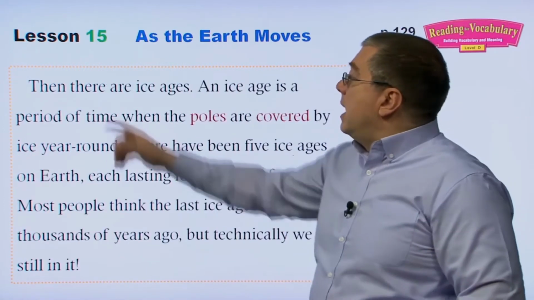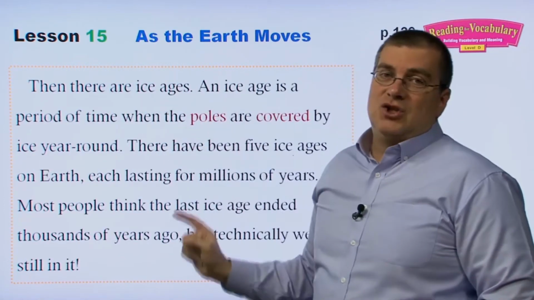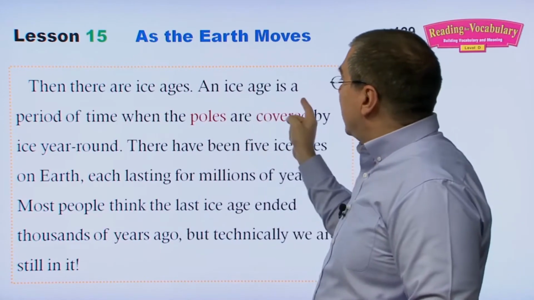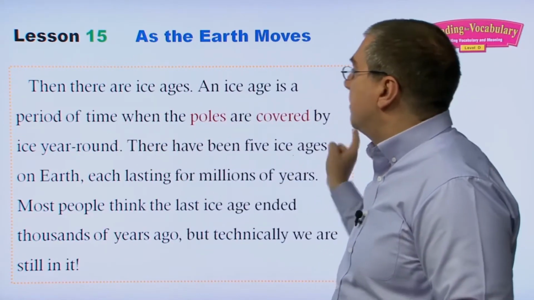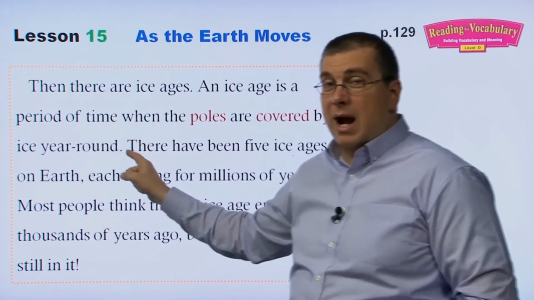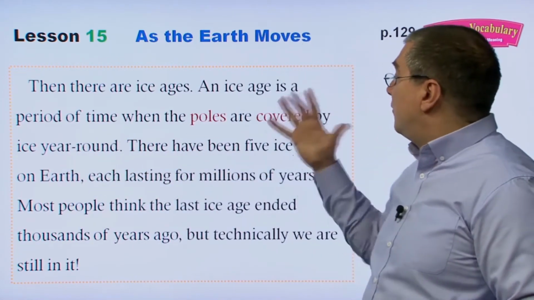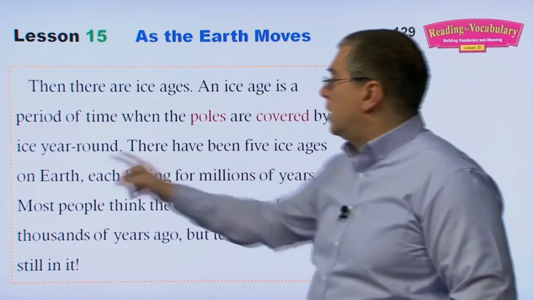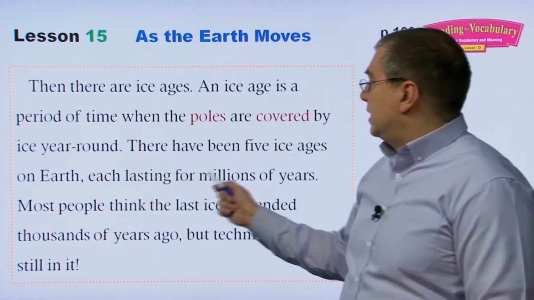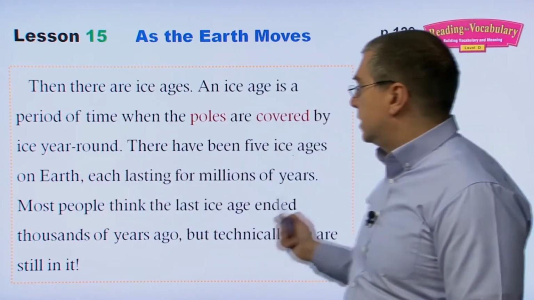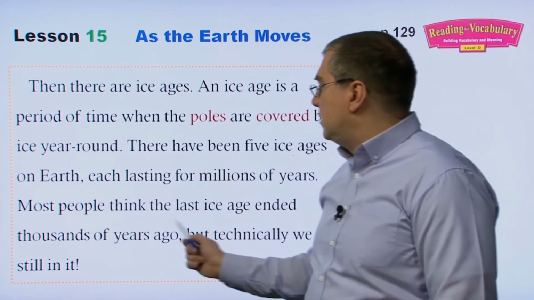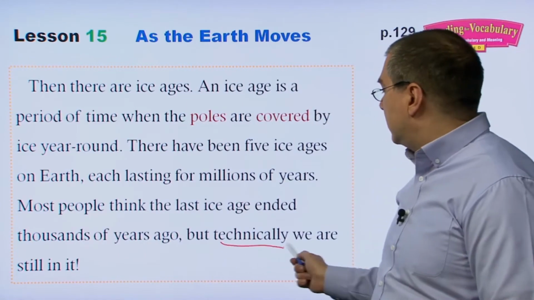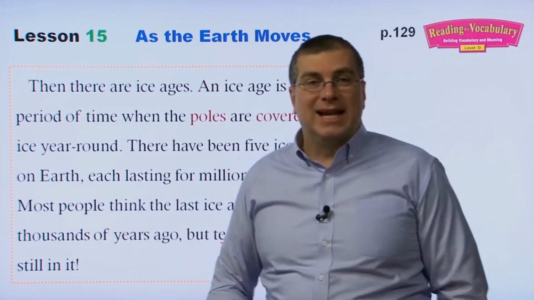Okay, let's continue. Then there are ice ages. An ice age is a period of time when the poles are covered by ice year-round. There have been 5 ice ages on Earth, each lasting for millions of years. Most people think the last ice age ended thousands of years ago, but technically we are still in it.